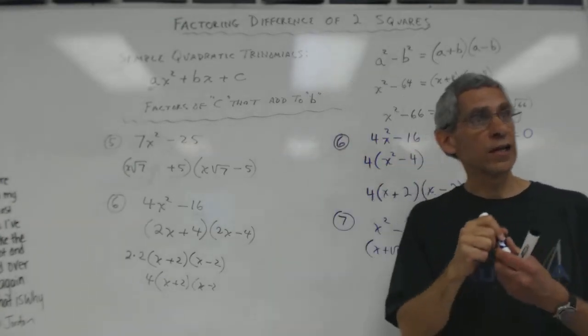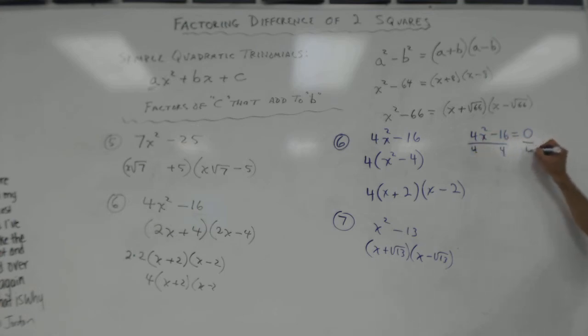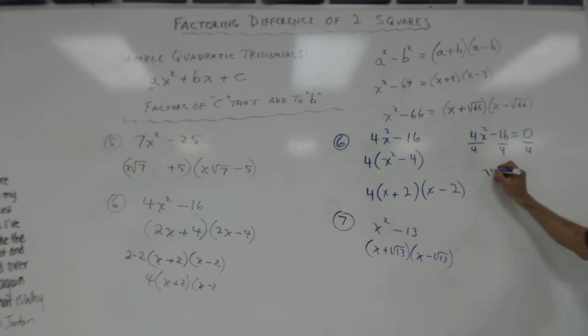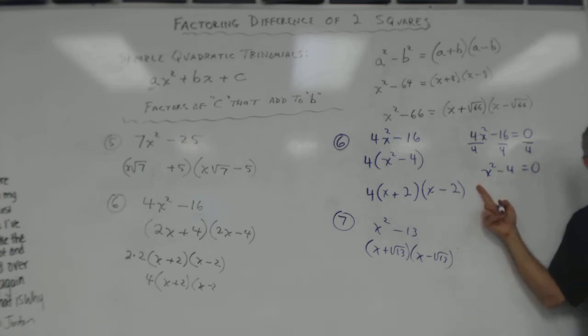Right, whatever you do to one side, you got to do to the other. I could not factor, but I could just divide this by 4. In other words, this by 4, and this by 4, and this by 4. Let's get rid of that. Right? And suddenly, look at this. I have x squared minus 4 equals 0. I got rid of the 4. Is this legal? Yes. It's legal.